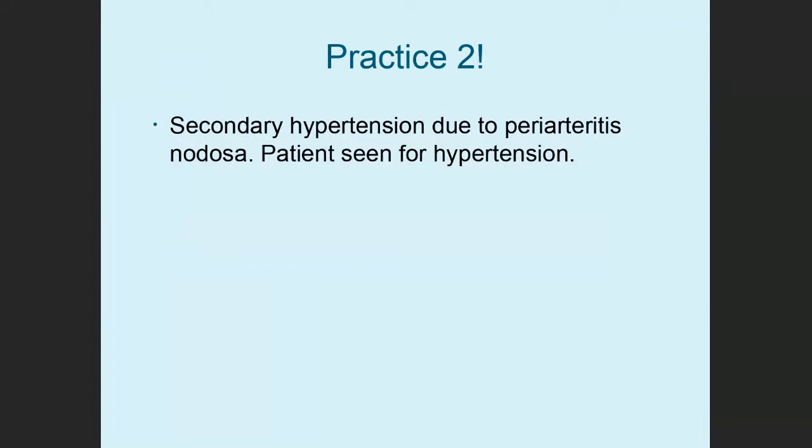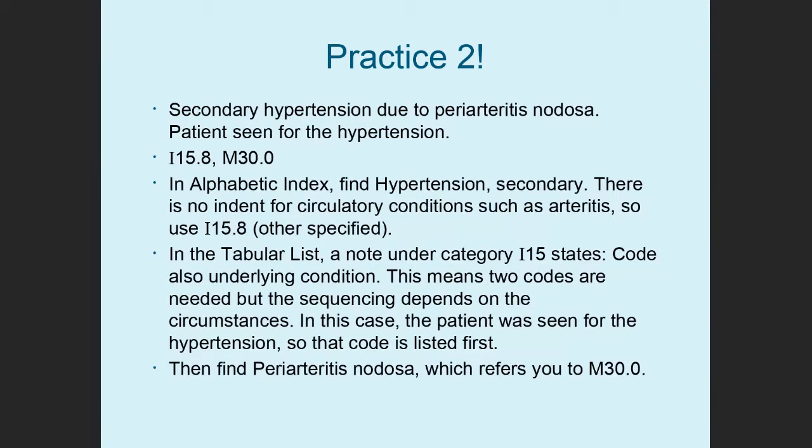So let's do another practice. Turn off the recording and try coding on your own, then restart the video to hear the answers. So the practice is secondary hypertension due to periarteritis nodosa. Patient seen for the hypertension this visit. So the answers are I-15.8 and M30.0. The patient is seen for the hypertension, so that code is listed first.